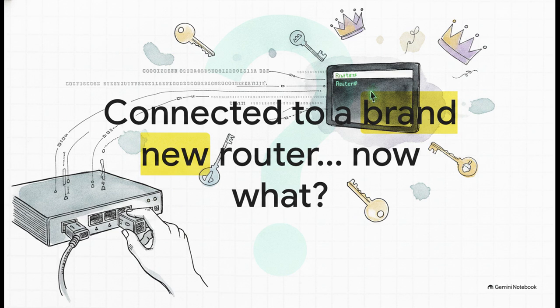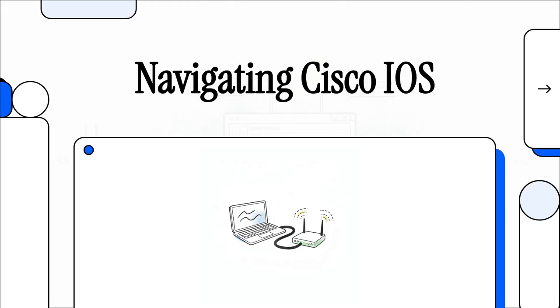But here's the thing. That little blinking cursor literally holds the keys to the entire network kingdom, provided you know exactly how to speak its language. Welcome to this explainer. Today, we're focusing entirely on how to navigate Cisco IOS. Our goal here is simple but incredibly powerful. We are going to transform that blinking cursor from a source of dread into a tool of absolute empowerment.